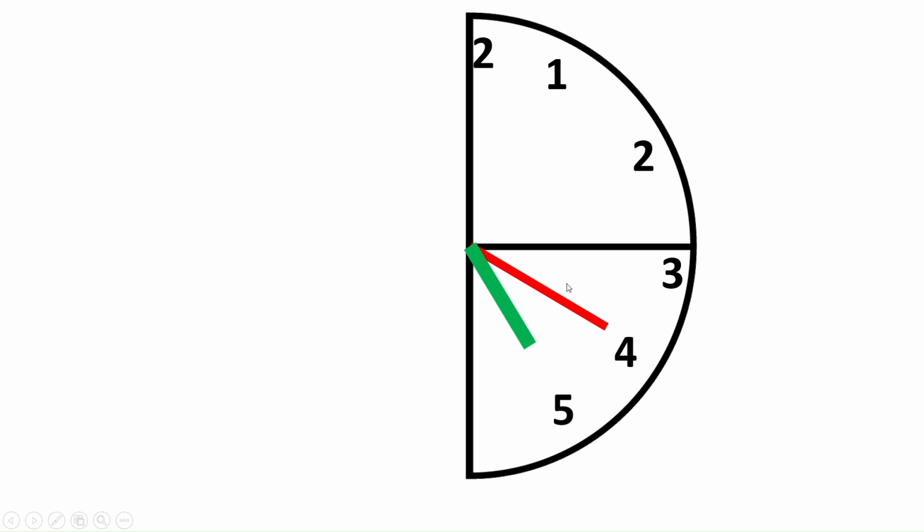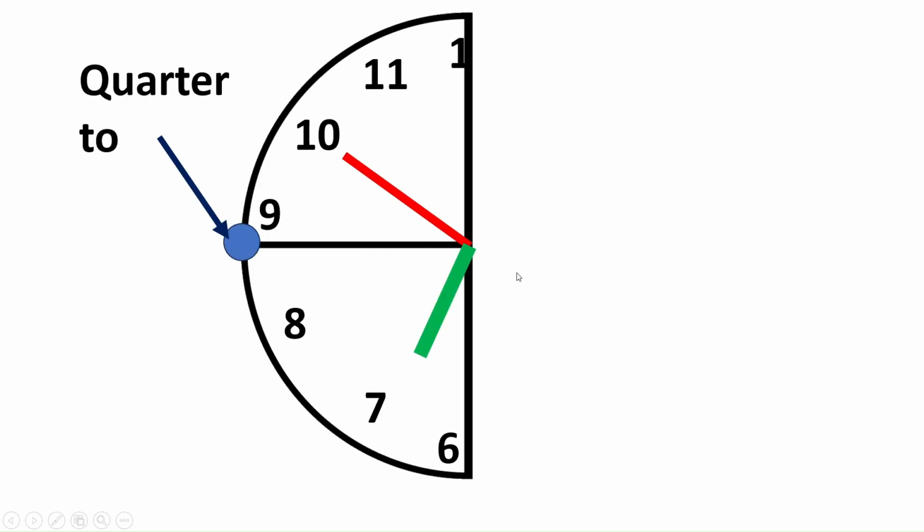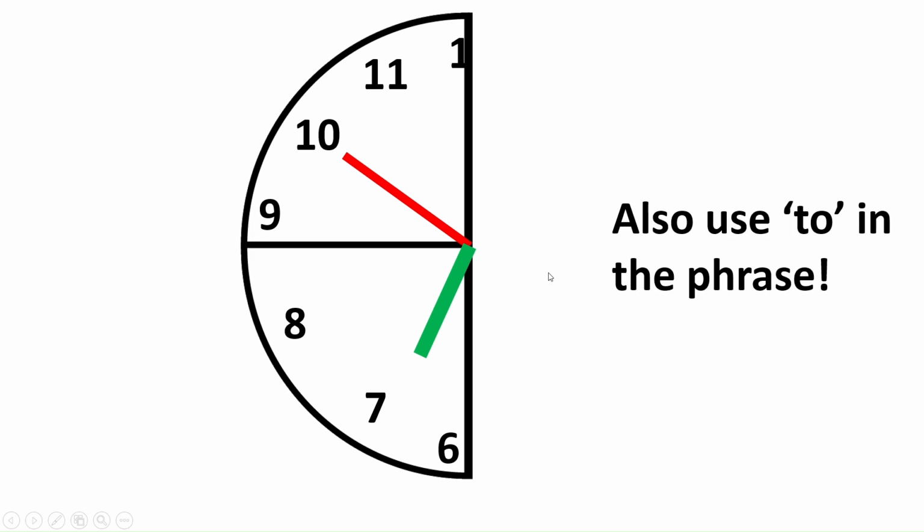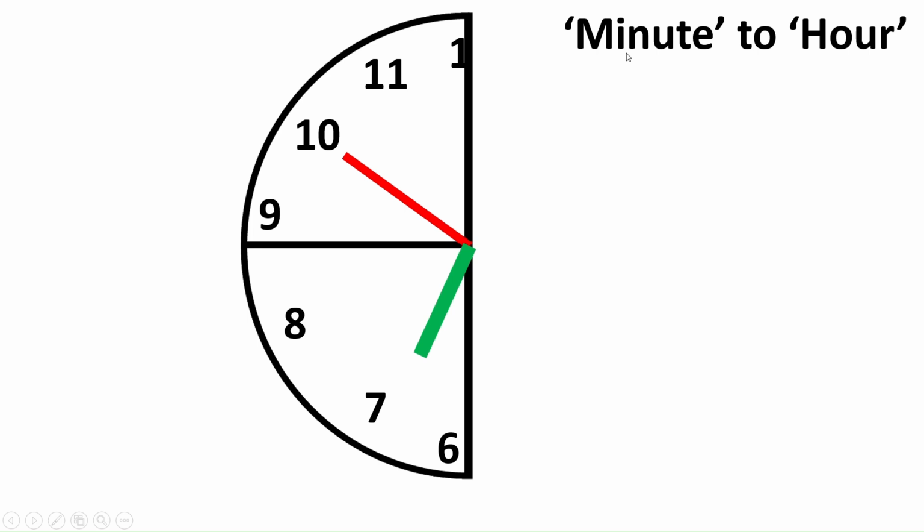Now we've looked at that half, let's look at the other half. On this other half, we have one main point that we want to look at today, and that is quarter to. In this half, we are describing by how much we have left on the clock until the next hour. So we're going to see how many minutes we need to pass until the next hour will begin. So we will also use the word "to" in our phrases when speaking. So instead of saying minute past hour, we're going to say minute to hour.